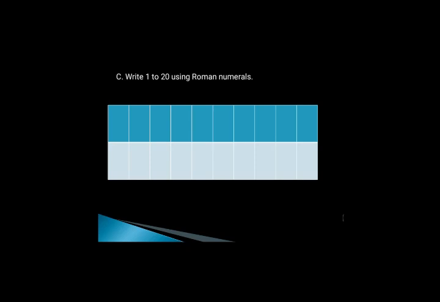Now the next question is, write 1 to 20 using Roman numerals. Wow, interesting. We have already done this in earlier questions, isn't it? So it's very easy to write the Roman numerals 1 to 20. Good. Now the last question of our assignment is, write the time. See, here clocks are given to you representing the time. You have to write down what the time is shown by these clocks.